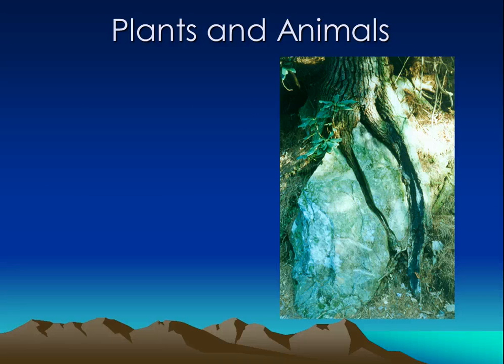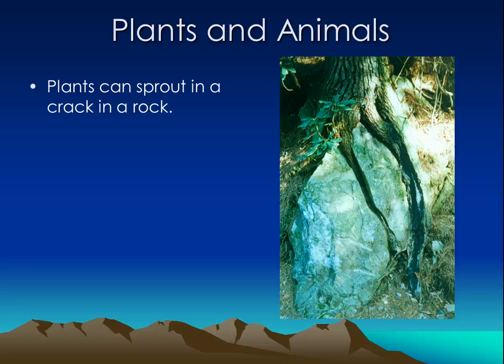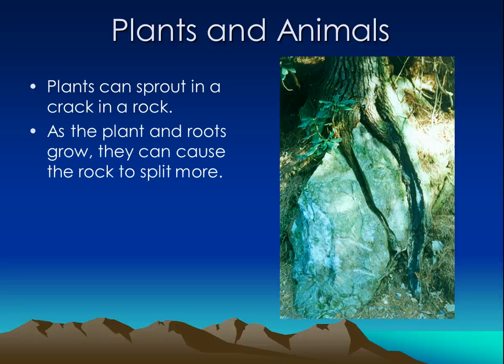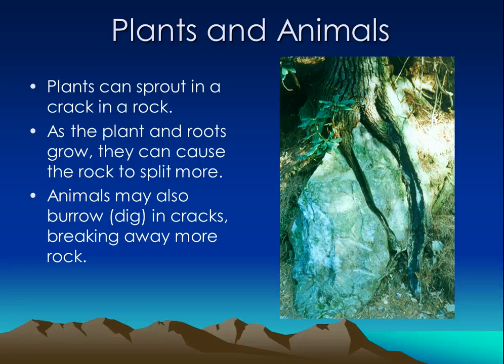Finally, we have plants and animals. This is the last example of physical weathering. Plants, like in the picture, or trees, can sprout in a crack that exists in a rock. As the plant and roots grow, this will cause that rock to split more and more. Eventually, that rock will totally break apart and fall away from where it was prior to the plant growing in it. Animals may also burrow or dig in cracks, also causing it to break away from existing rock.